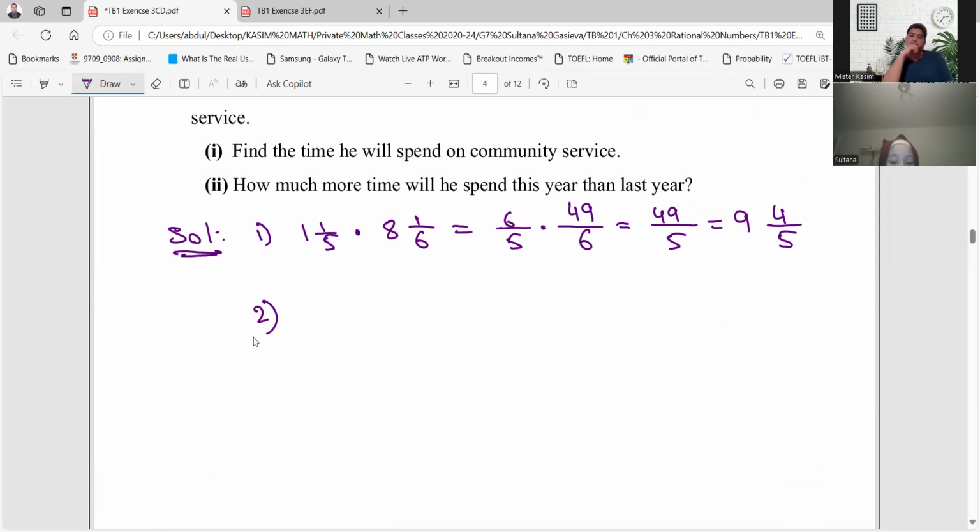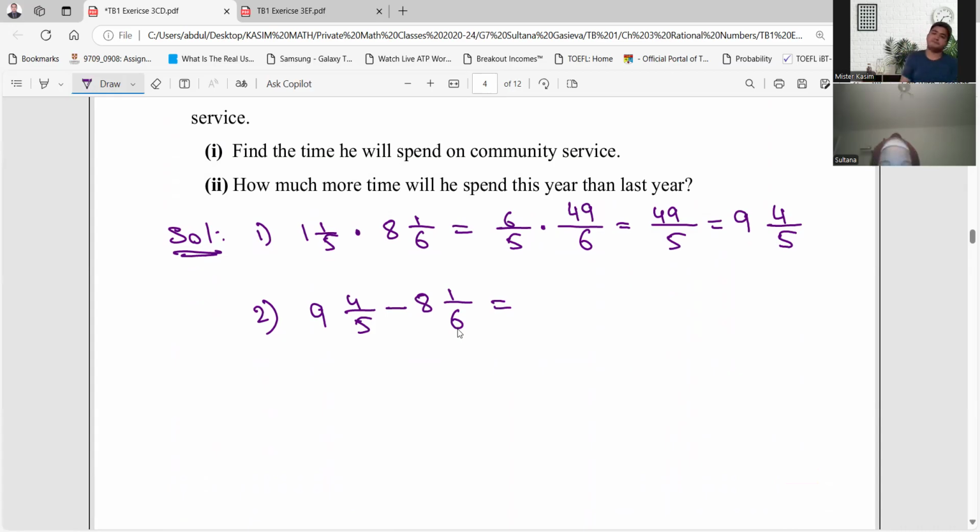Now question 2. Read the question. How much more time will he spend this year than last year? So that means we need to find the difference. This year he spent this much time, 9 and 4 over 5, minus last year he spent this much time, right? Can you find the difference?